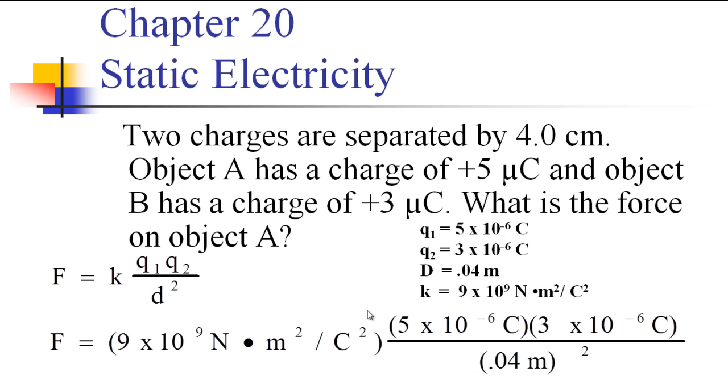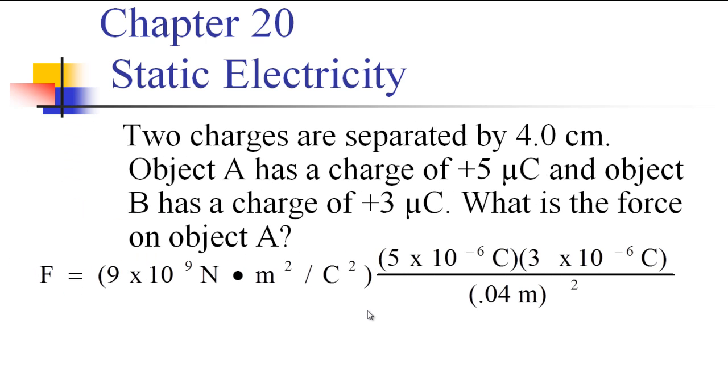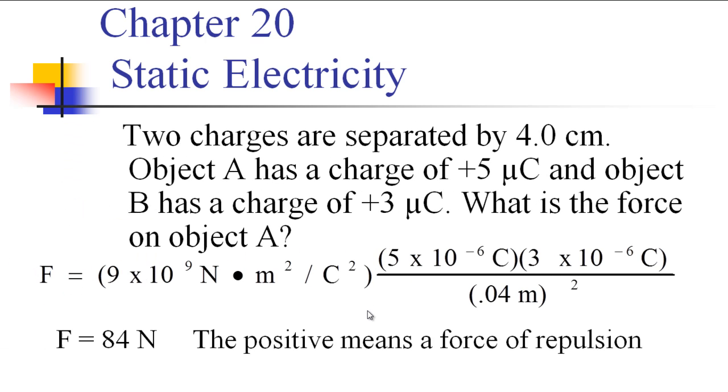So we plug all our stuff in there, just like the last problem. And just like the last problem, you put all that in your calculator, and you get a force of 84 newtons. Now this is positive 84 newtons, which means it's a force of repulsion, which is conceptually obvious because this is positive, this is positive. We know that like things repel each other. So it's going to be a repulsive force.